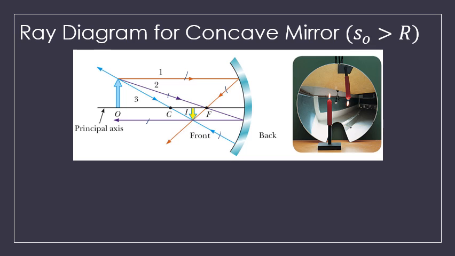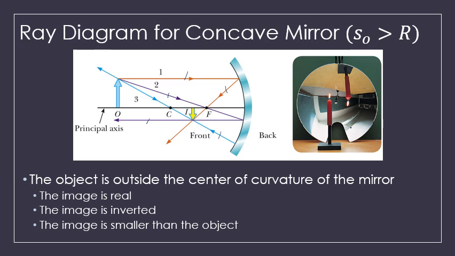So when we described this image last time, we described it as a real image that's inverted and smaller. We can see that in the diagram. The image here is upside down. The image is smaller, not as tall as the object, and we know it's real because the reflected rays actually cross at this point. Okay.